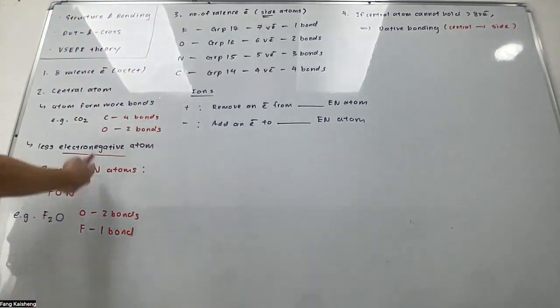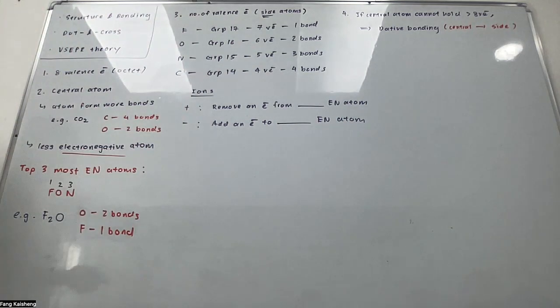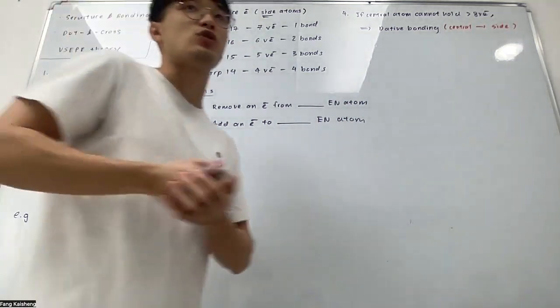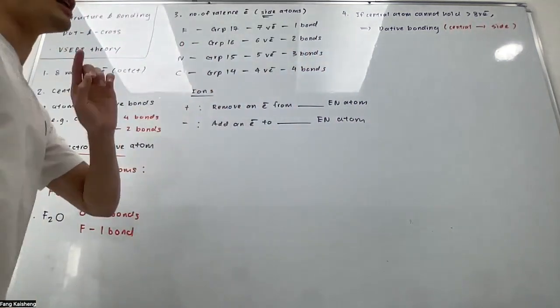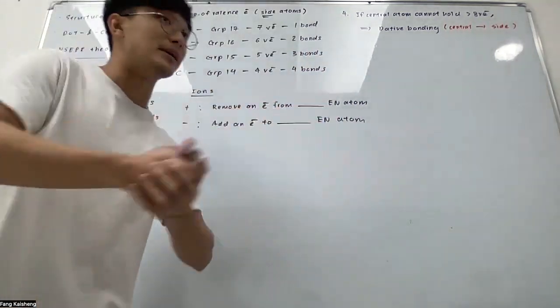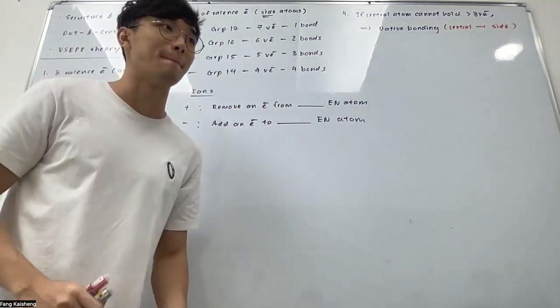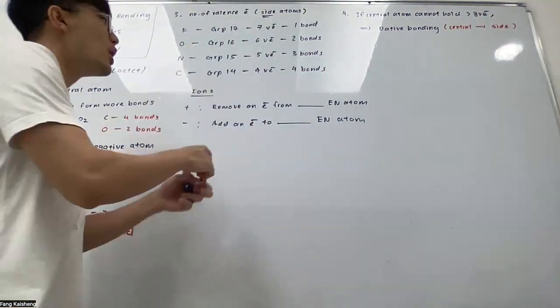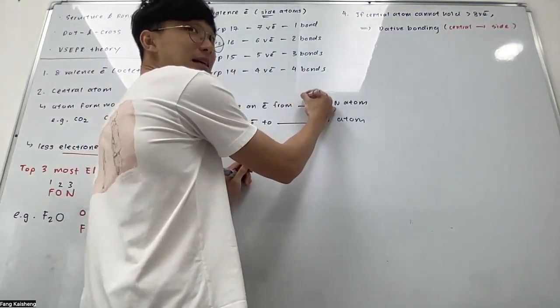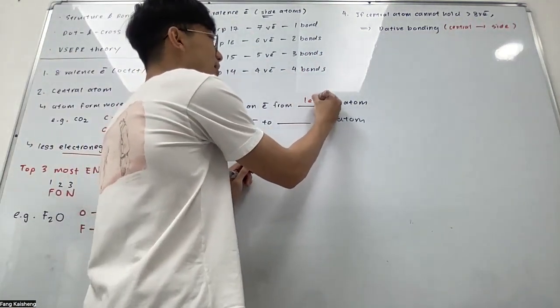Now, think about it. Electronegativity is basically a tug of war. Every single element has a different strength, a different power, right? Do you think it's easier to remove an electron from a very strong person or a very weak person? Weak. Logical sense, right? So you must remove an electron from the less electronegative atom.